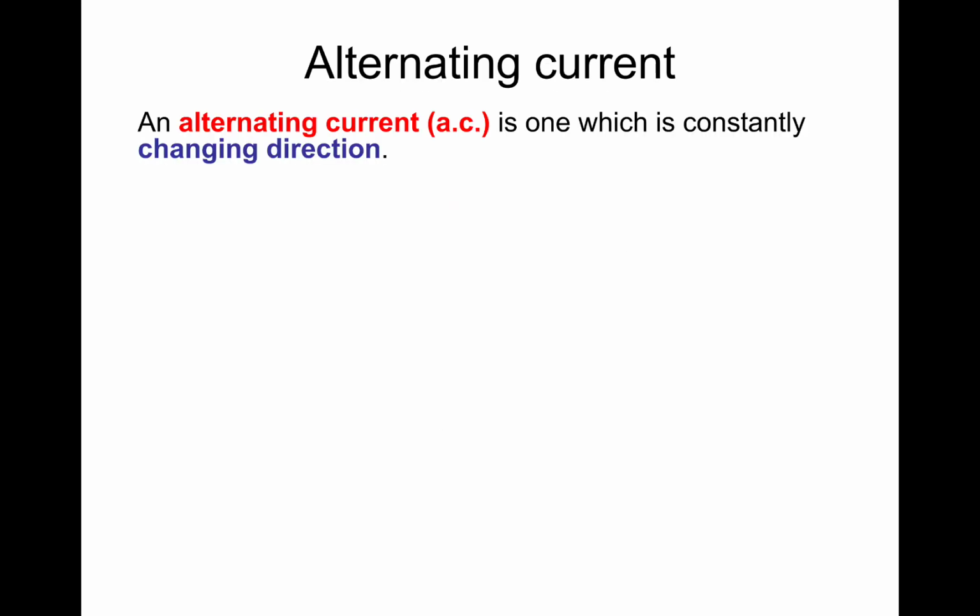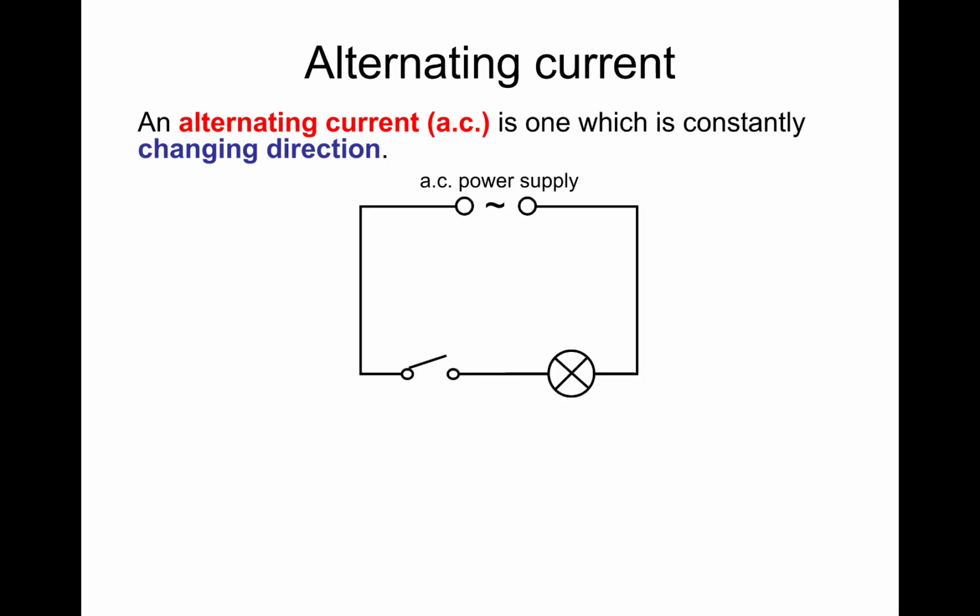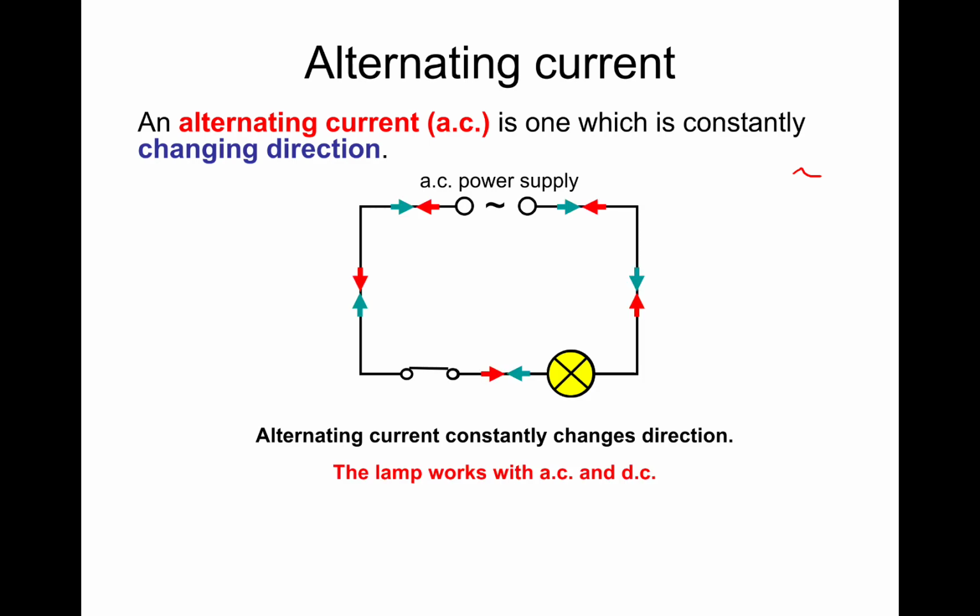What about alternating current? An alternating current, AC, is one which is constantly changing direction. This is how we denote an AC power supply at the top, with the curved line like this. That means AC power supply. So we'll close the switch on this one, as you can see. Alternating current constantly changes direction. And the lamp in that circuit would work with either AC or DC.